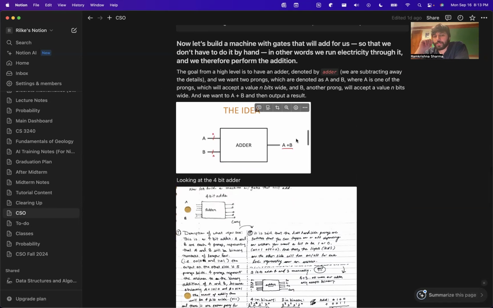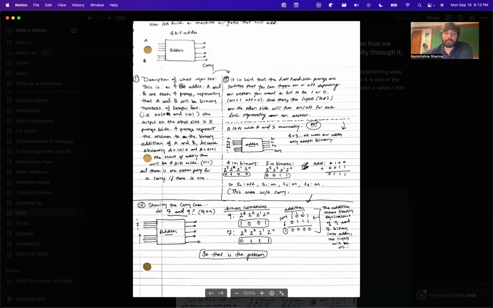So you're building a machine that's essentially an adder. It's a 4-bit adder. There's a detailed description here of what that 4-bit adder is. Ideally, you think of these as being switches. You turn the switches on and off, and on the other end, a light will turn on based on what the addition is, right? So if you're adding a 4-bit number with a 4-bit number, A will have 4 prongs to represent those bits. B will have 4 prongs to represent those bits.